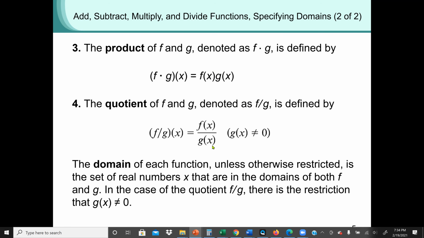Here we have to make sure the denominator is not equal to 0. Otherwise, the answer will be undefined. So here we say the denominator should not be 0. So the domain of each function, unless otherwise restricted, is the set of real numbers x that are in the domains of both f and g. In the case of the quotient f by g, there's a restriction that the denominator g at x should not be 0.